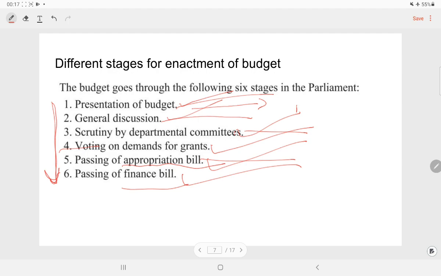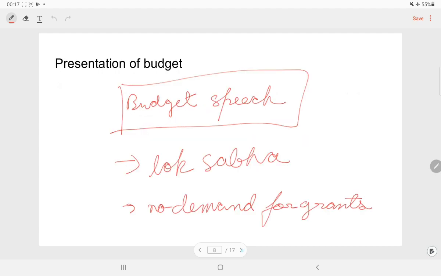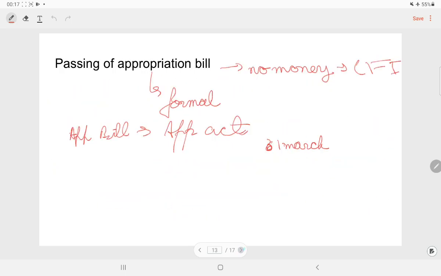So what do we have to do? The government needs money to run the country, but the budget is still under process. So what should be done in this kind of situation? Here a term has come, that is vote on account.